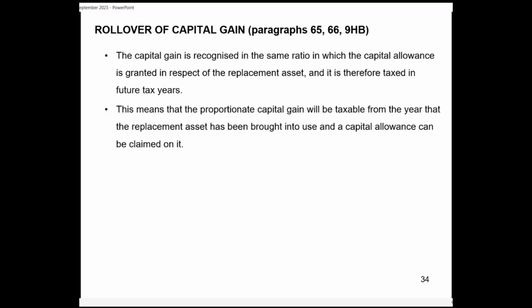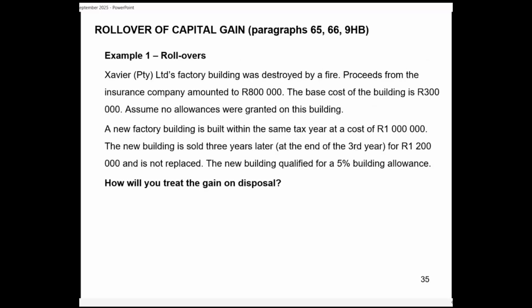Remember the capital allowance, we did the capital allowance calculation. So this means that the division of the capital gain will be taxed from the year that the replacement asset has been brought into use, and capital allowance can be claimed on it. There are rules for capital allowances. We did those rules. We'll do this example in the next lecture.